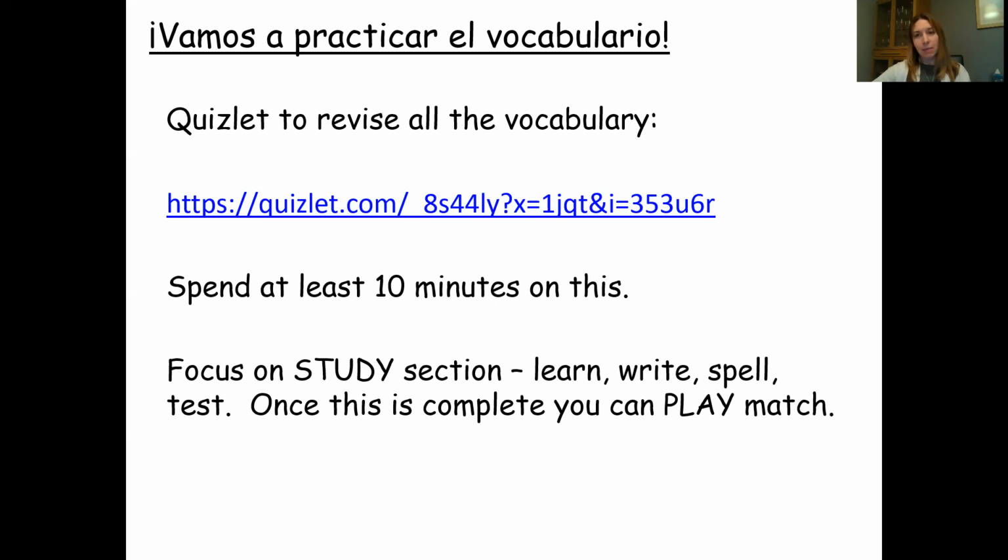Spend at least 10 minutes on this. Make sure you focus on the study section first of all, the learn, write, spell and test. Once you've done all that, you can do the play section. Match is the best one, so I recommend you do that. Okay, so whatever time you've got left now until the end of the lesson, please concentrate on practicing your vocabulary.